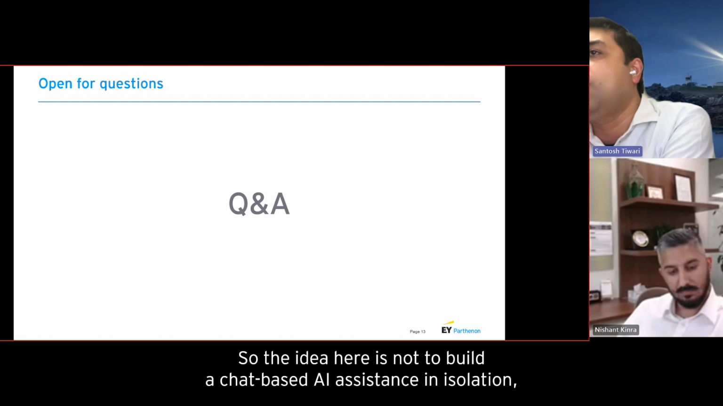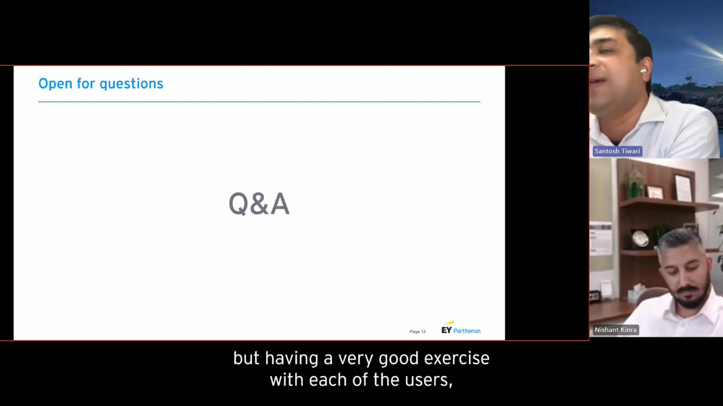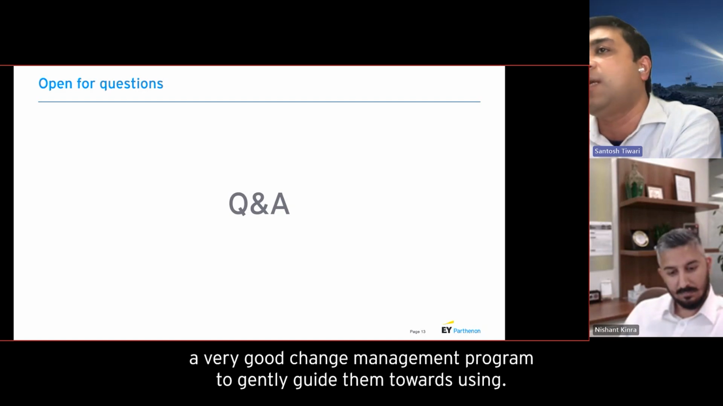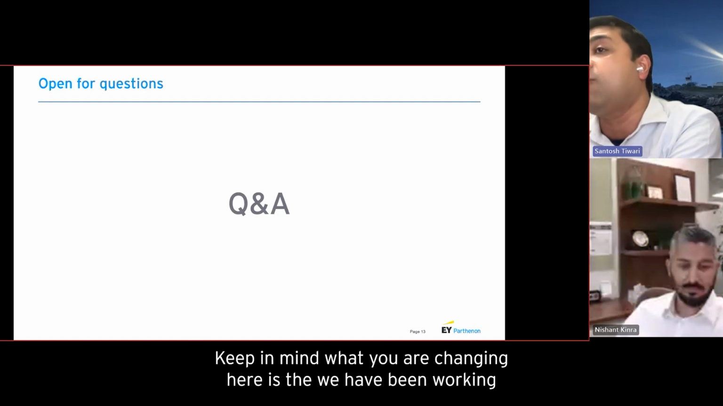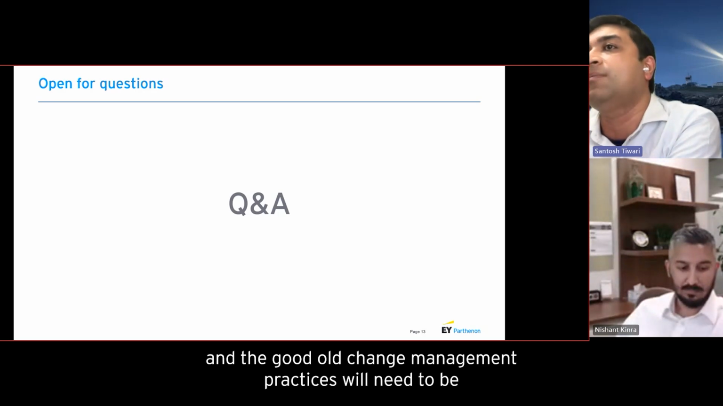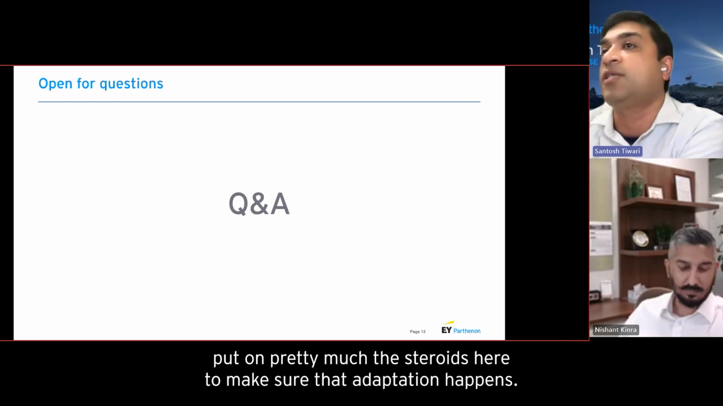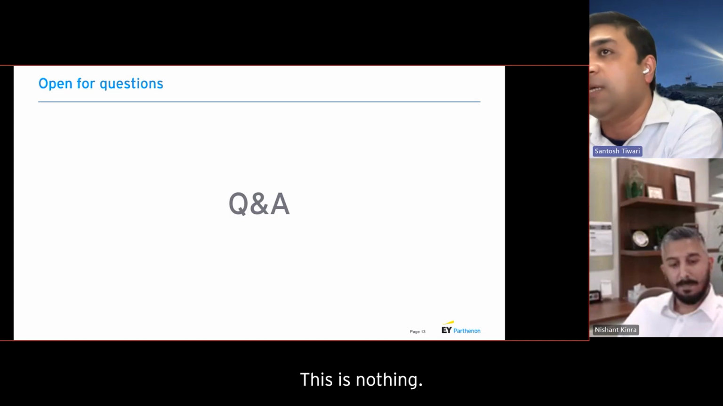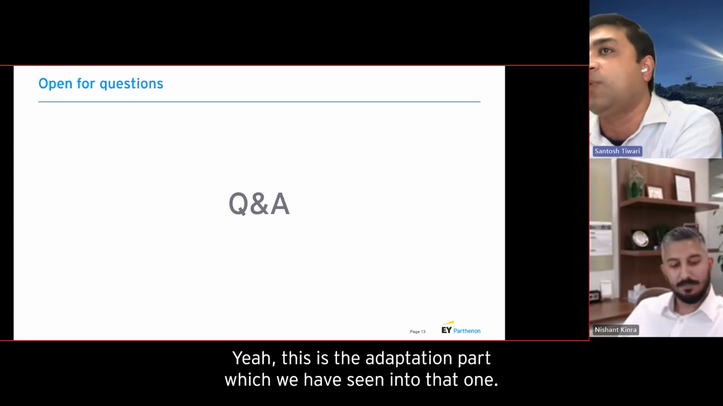So the idea here is not to build chat-based AI assistants in isolation, but to have a very good exercise with each of the users to understand what use cases they are going after, and then establish a very good change management program to gently guide them towards using it. Keep in mind what you are changing here is their way of working. The good old change management practices will need to be put on steroids here to make sure that adaptation happens. This has nothing to do with AI. This is the adaptation part which we have seen.